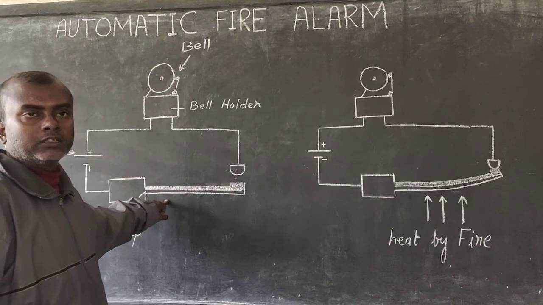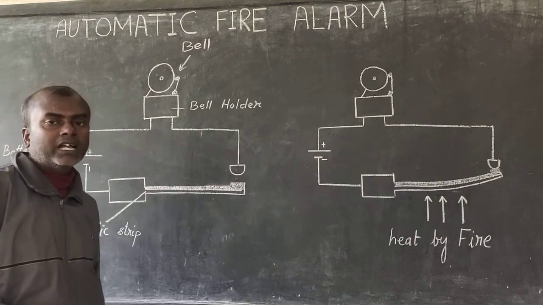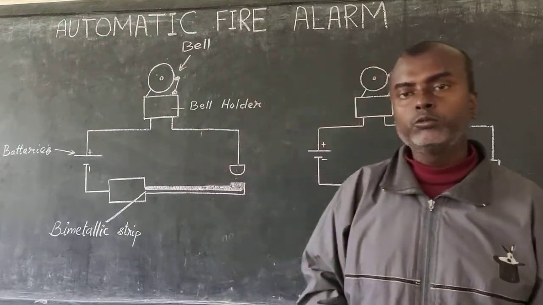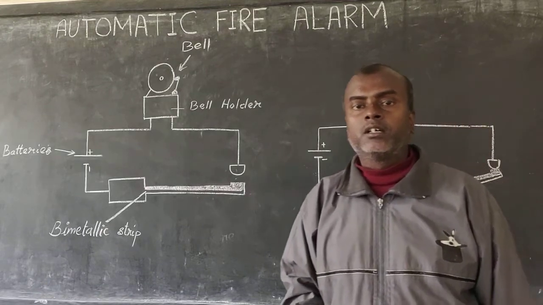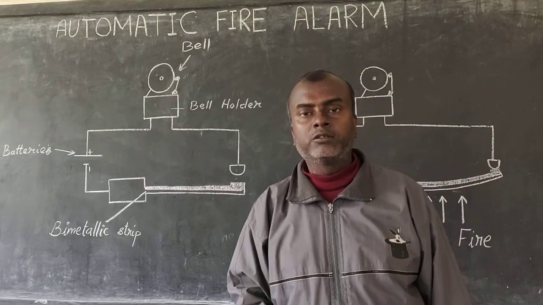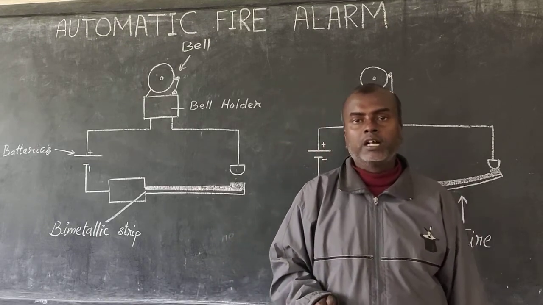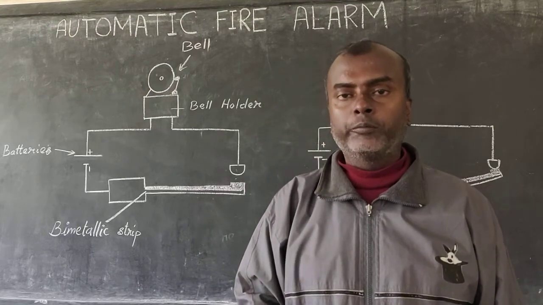It works by a switching mechanism. This bimetallic strip acts as a switching mechanism. There are also other uses of the bimetallic strip. It is used even in automatic electric irons. When you press your clothes, you must have seen, if it is an automatic iron box, it switches off and on and off by itself.